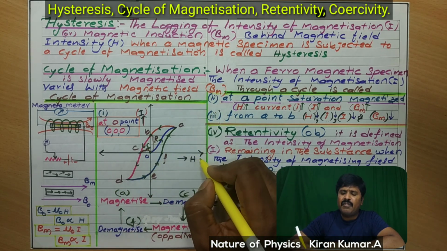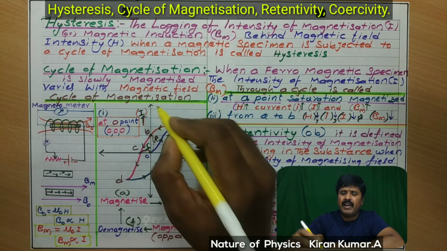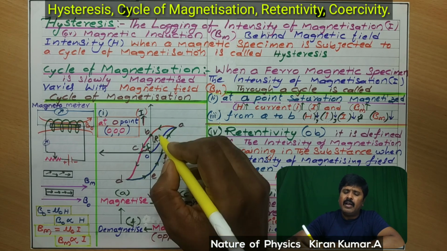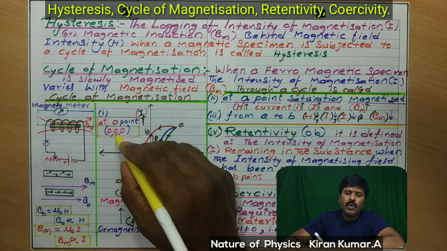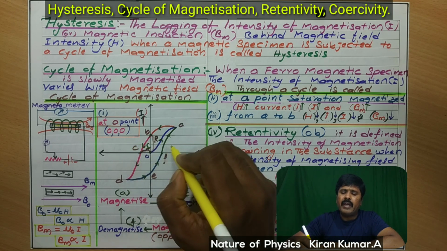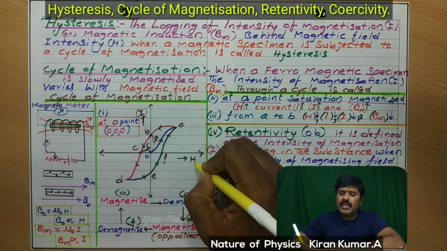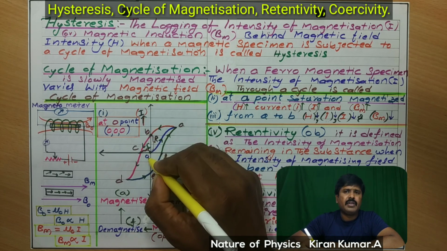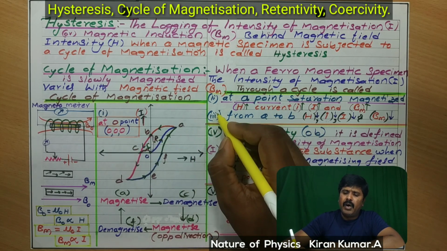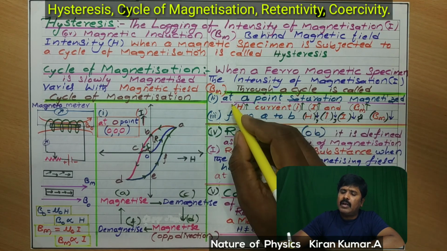Next there is a graph between I and H, students. I is the intensity of magnetization and H is the magnetic field intensity. In the graph, at the origin (0, 0), all the coordinates are 0. That's why the intensity of magnetization and magnetic field intensity both become 0 at the origin. Okay, so this is point 1, and point 2 is the representation of OA, students.